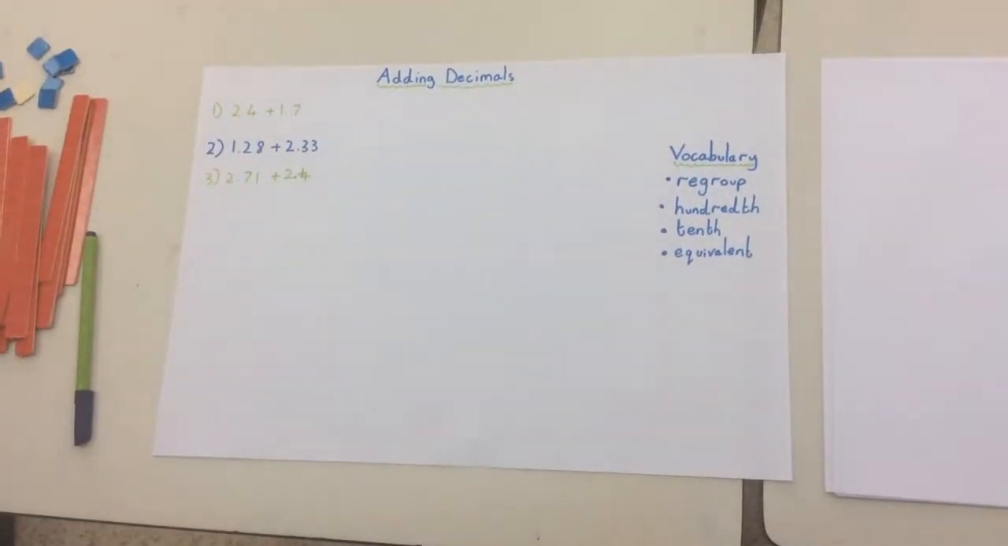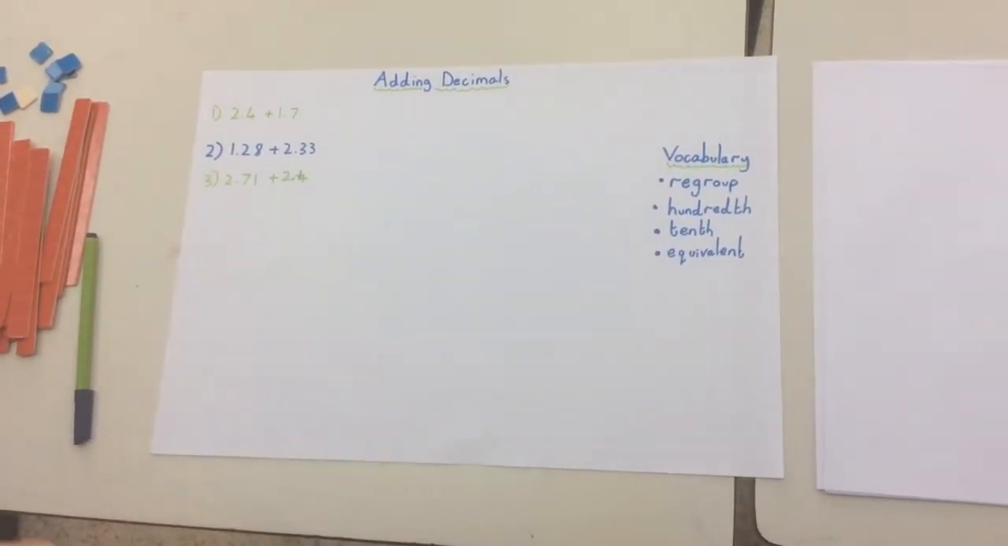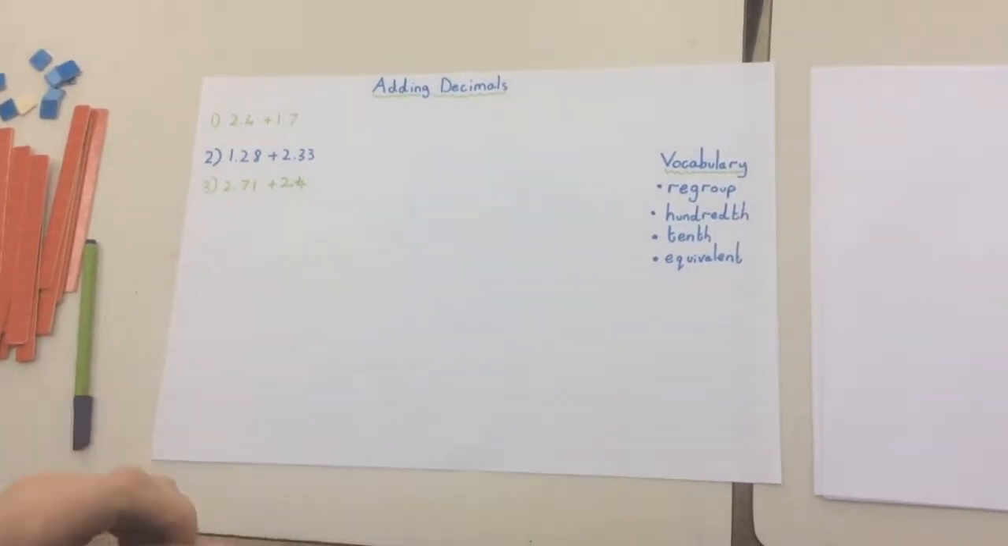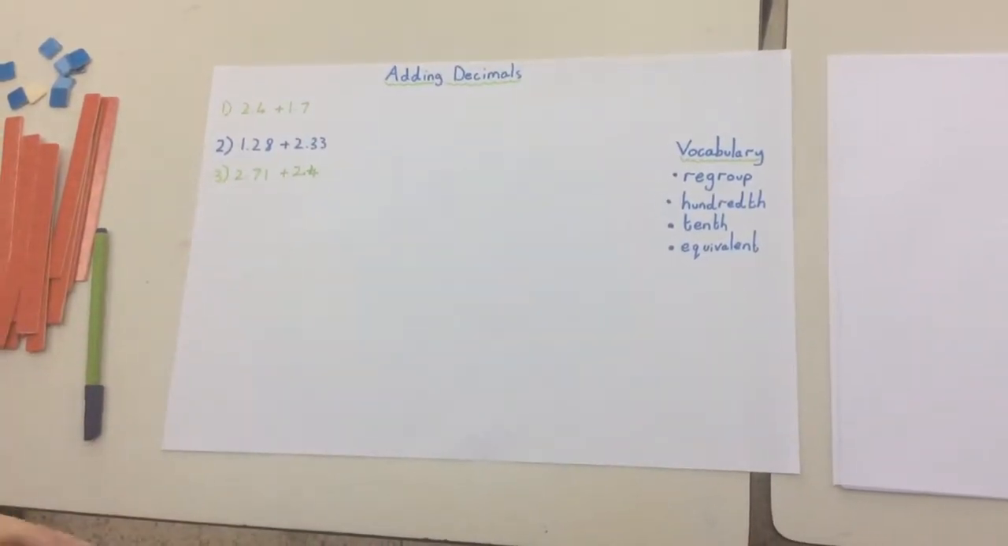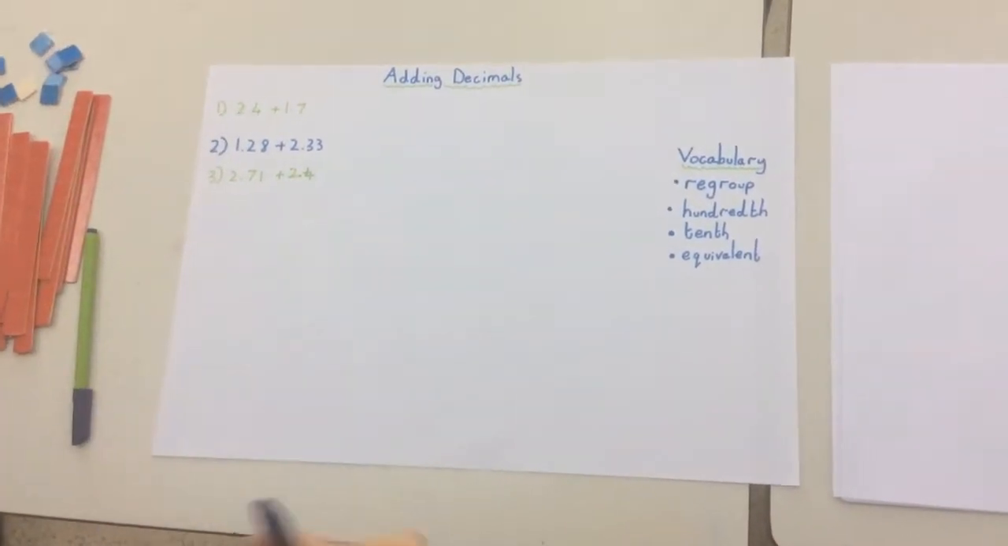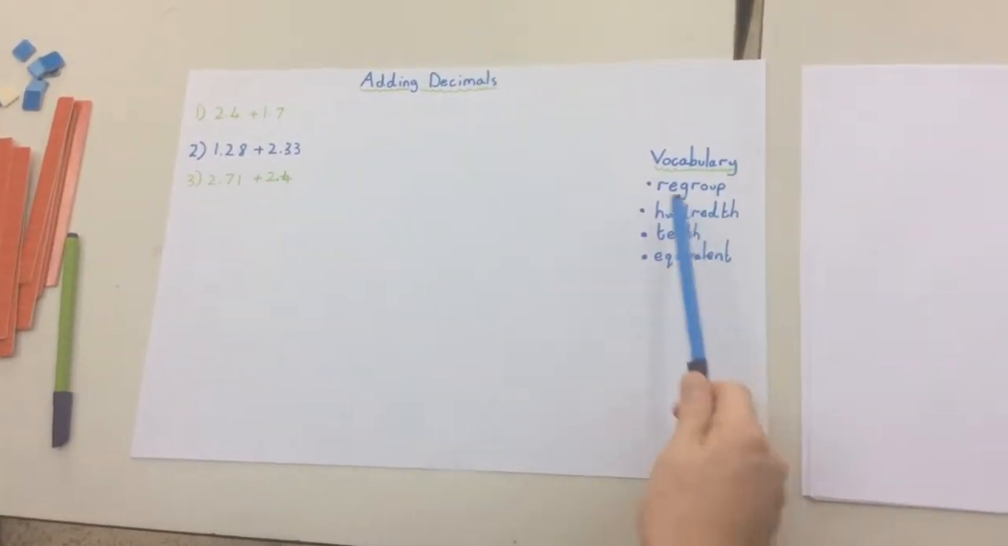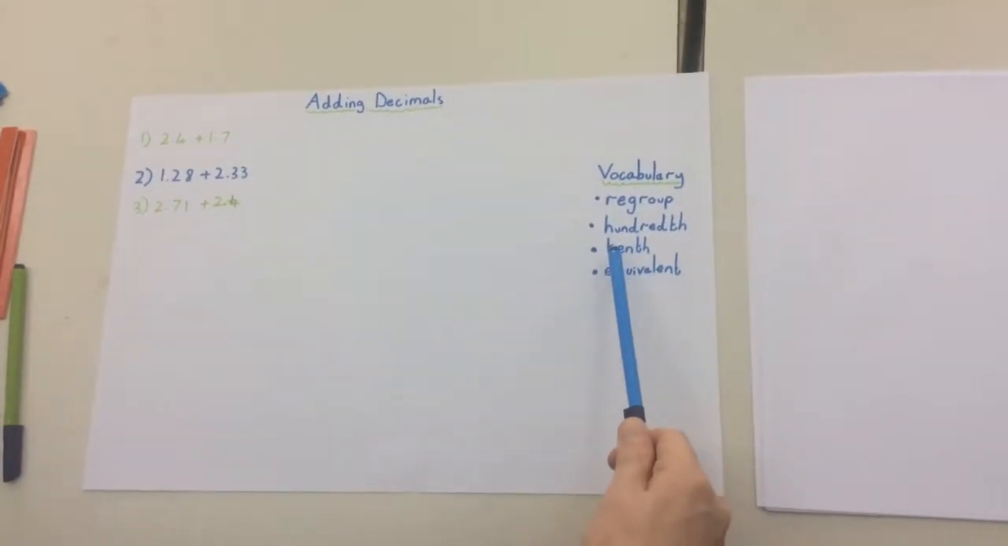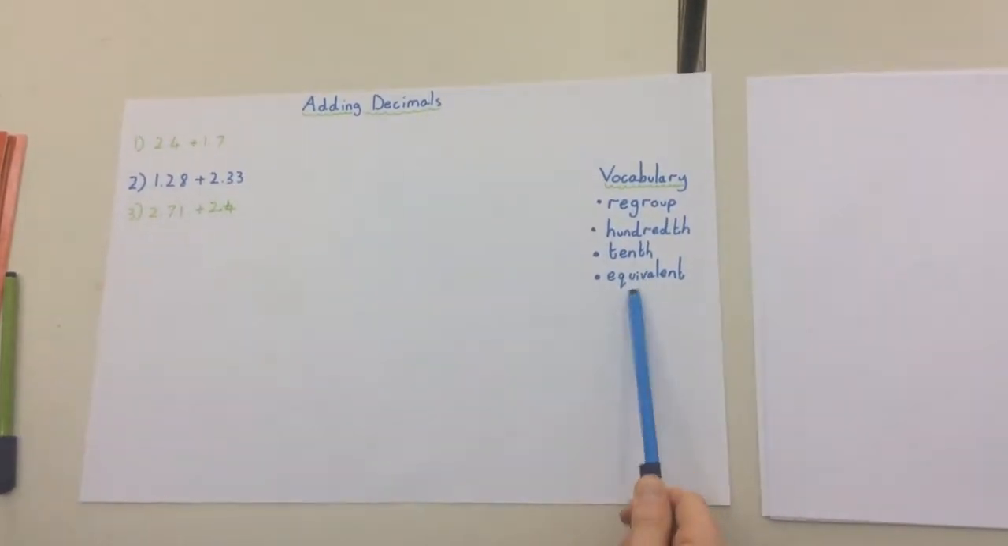What we're going to look at now is how to add decimals and why adding decimals happens like it does. Because we're going to use the column method, that vertical method that you've used before. And the words that you're going to hear me use are regroup, hundredth, tenth, and equivalent.